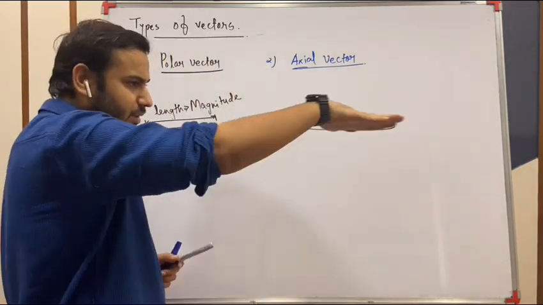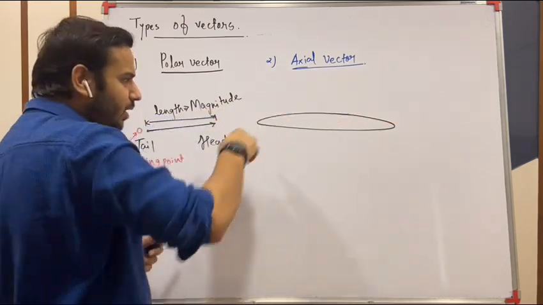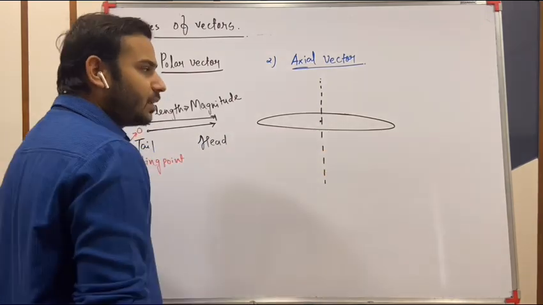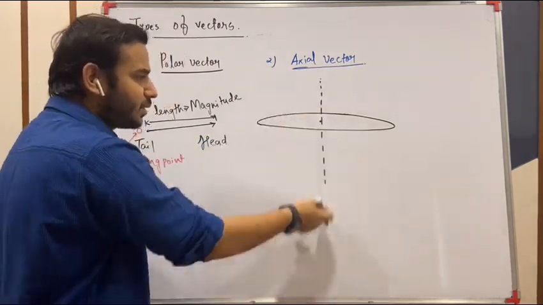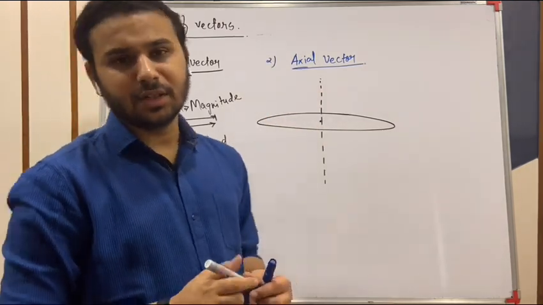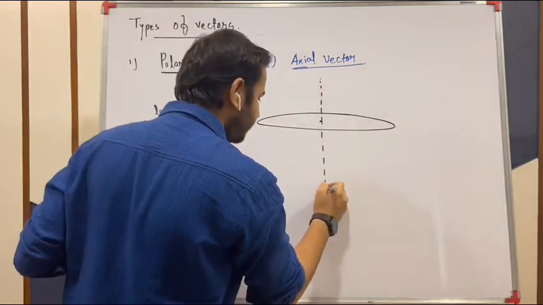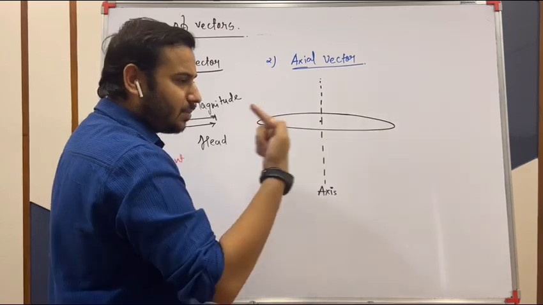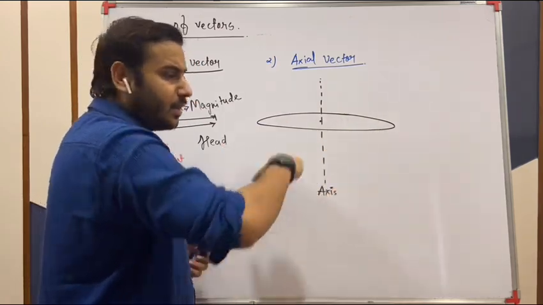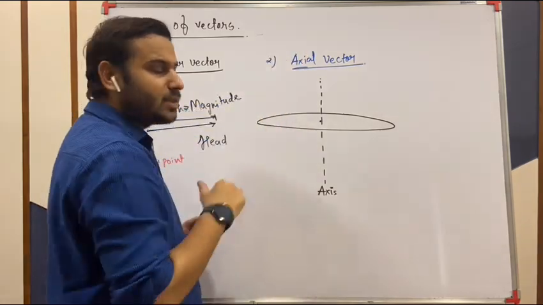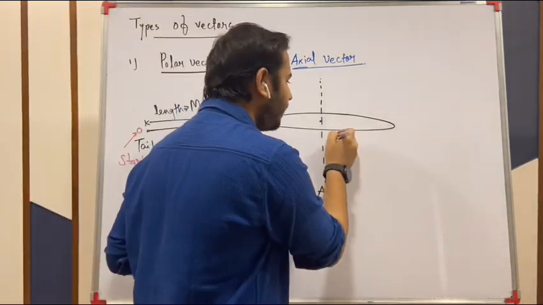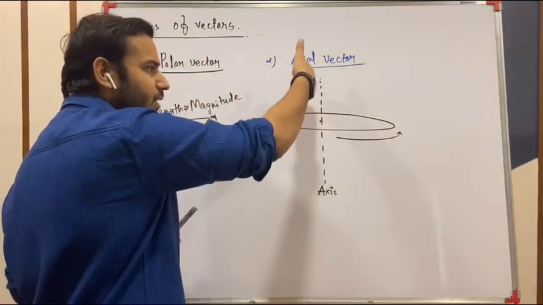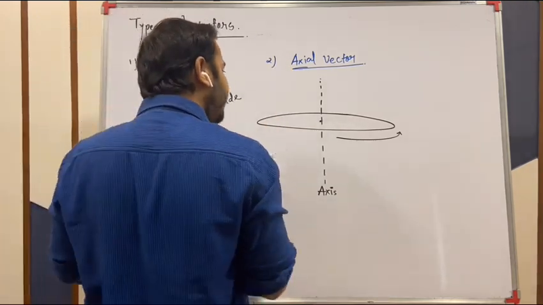The disk is in this plane, the horizontal plane, and this is the axis which is passing through the center and perpendicular to the plane of rotation. This is called the axis, which is perpendicular. This is the plane in which the disk is rotating, and your axis is perpendicular to this. Understood? If the disk is rotating anti-clockwise like this, by the right hand thumb rule your vector is in the upward direction, so they are called axial vectors.